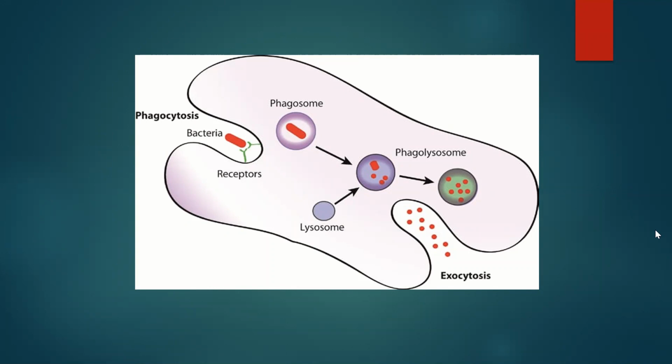So after this, what happened? The bacteria is engulfed by the cell, and now the bacteria is inside the cell, and it forms a structure known as a phagosome after phagocytosis. The structure is called a phagosome. Basically, this is a bacteria and some receptor proteins.